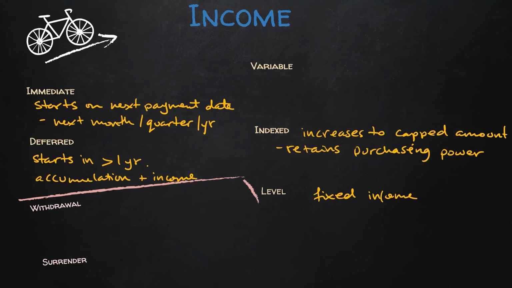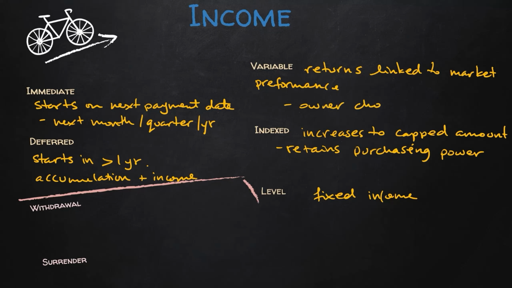The last one is a variable annuity, and this is linked to market performance. So the returns or the income that you get are actually linked to the market performance, an index like the TSX or something like that. The owner chooses the investment mix, and there is definitely a risk with this one. The income can increase or decrease based on what's happening in the market.